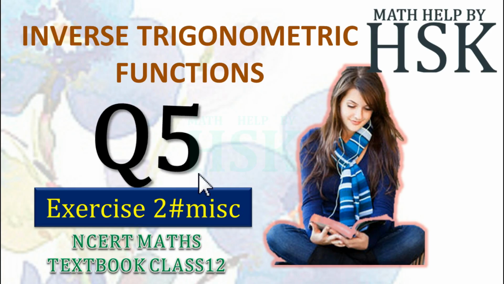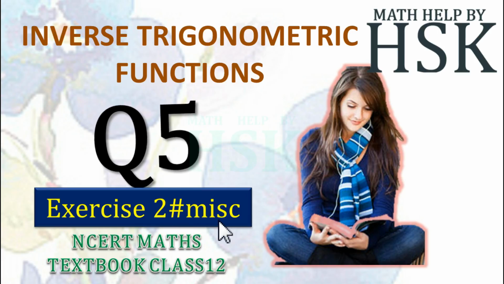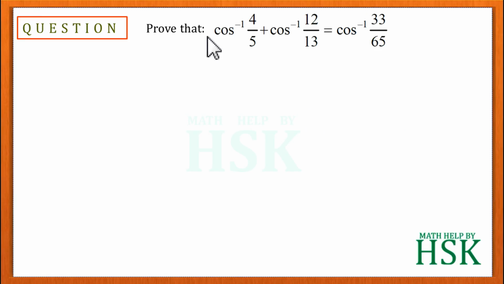Taking question number 5 of miscellaneous exercise of chapter 2, inverse trigonometric functions. The question is, prove that cos inverse of 4 by 5 plus cos inverse of 12 by 13 is equal to cos inverse of 33 by 65.